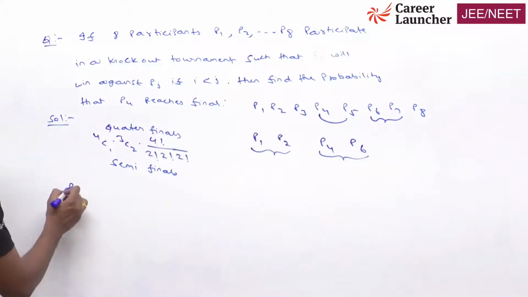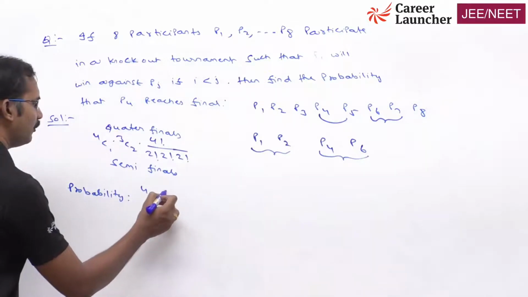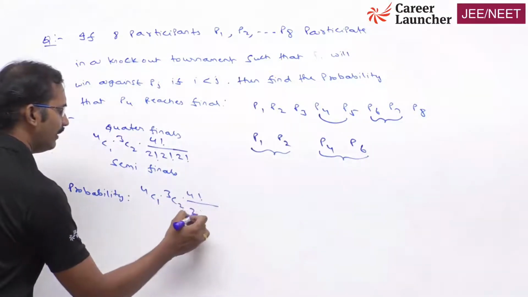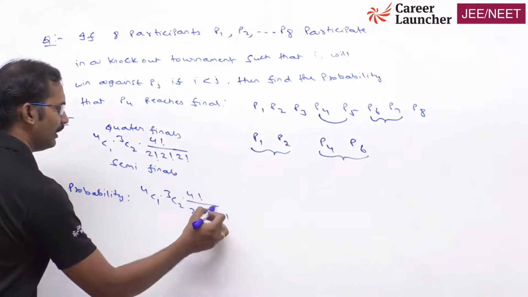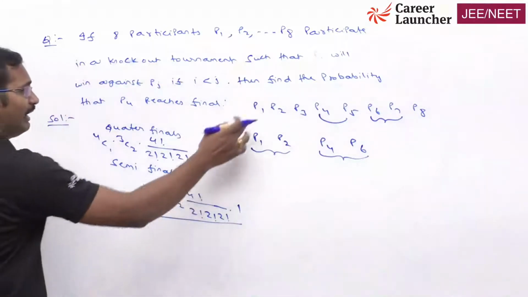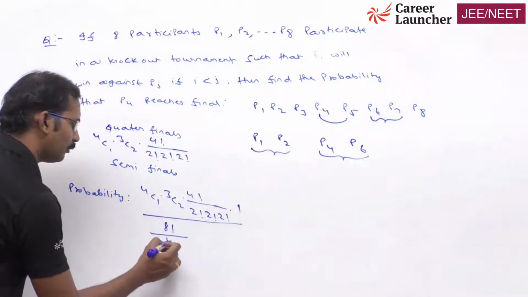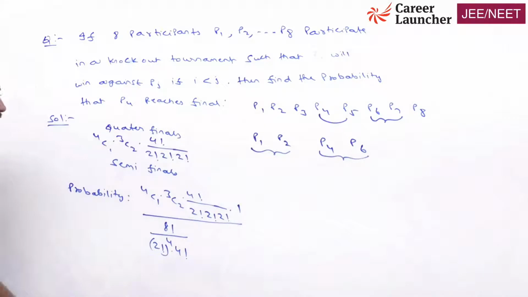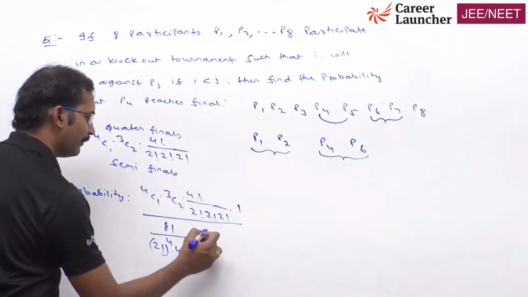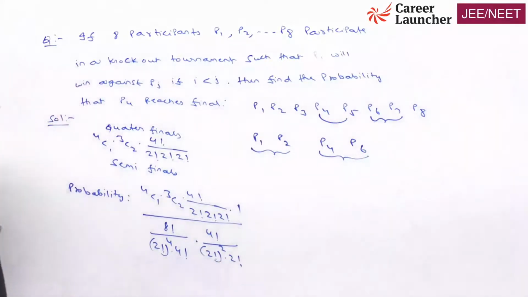So what will be the total probability? For the quarterfinals it can be done in 4C1, 3C2 and dividing the remaining 4 into 2 groups of 2 each, and the semis can be played only in one way, upon the total. We can divide the 8 initially; quarterfinals can be played in 8 factorial upon 2 factorial whole power 4 into 4 factorial ways, and the semifinals, 4 teams divided into 2 each, 4 factorial upon 2 factorial whole square into 2 factorial. So this is the ideal way of solving, but it is a little lengthy and there is more chance of making a mistake in the calculation part.